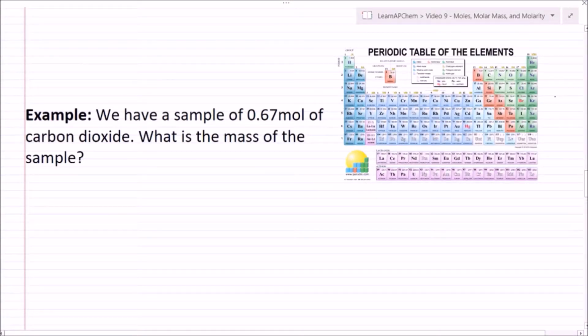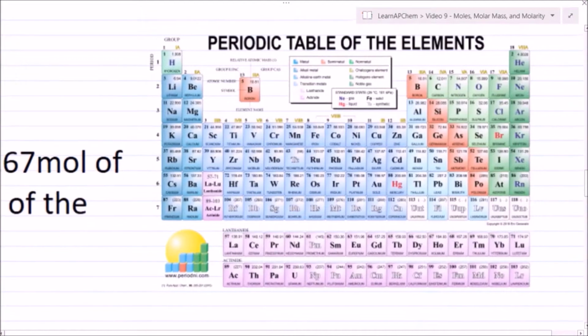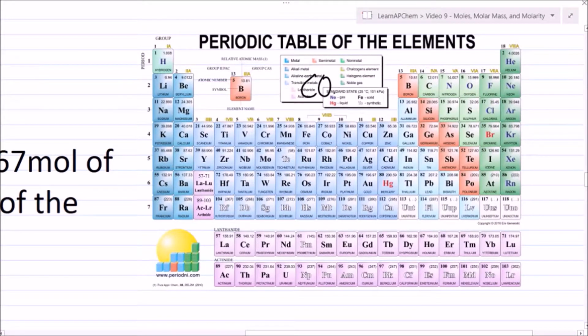Alright, so let's do a quick practice problem. We have a sample of 0.67 moles of CO2. What is the mass of the sample? I want the mass in grams. So pause your video, unpause when you think you found the answer. And I will zoom in on the periodic table to give you a reference.